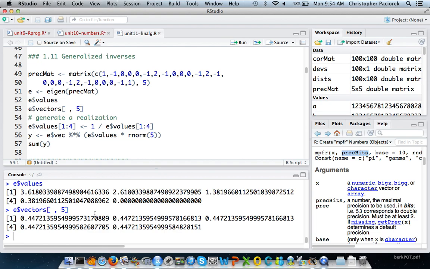So what does it mean when I do this pseudo inverse trick here? It says, okay, this is a model that has infinite variance on the constant vector. So I basically have no information about that constant vector.